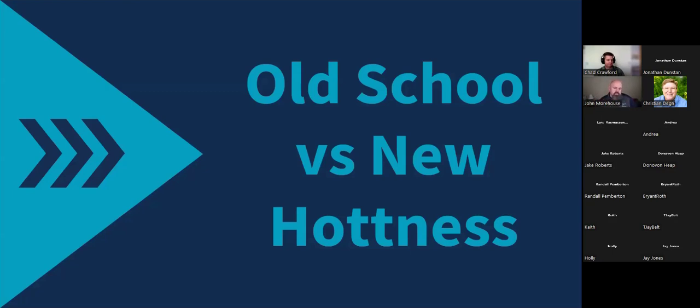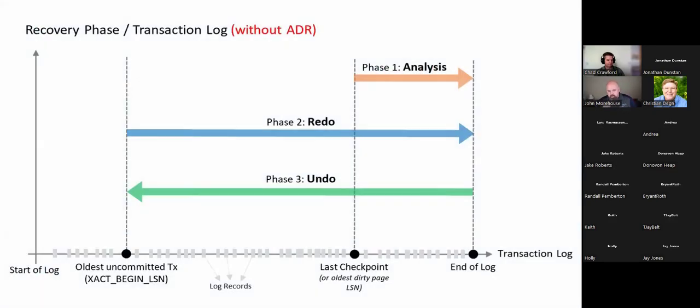Old school versus new hotness. You've probably all seen this. So this is the old way, a database that does not have ADR enabled. If you have a long-running transaction and you kill it and it rolls back, the first thing it does is phase one: analysis from the last checkpoint to the end of the log. If your last checkpoint was a while ago and your log's pretty big, that analysis normally is pretty quick, depending on your disk and all that stuff.